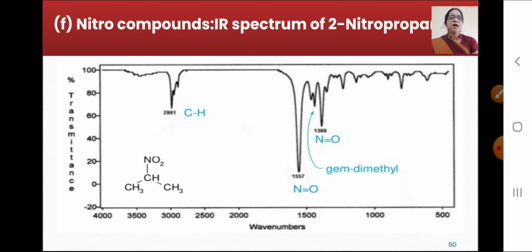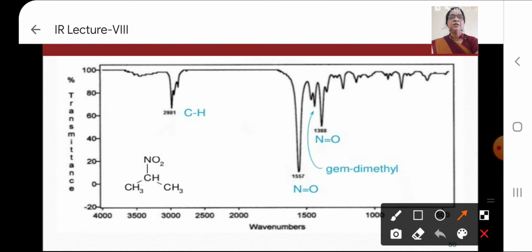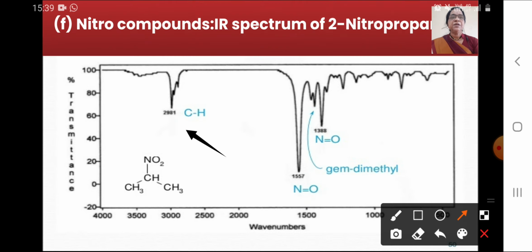Now see, this is the IR spectrum of 2-nitropropane. Here it shows the CH stretching due to the CH or CH3 group. This is the presence of the NO group, and here it shows two bands: one at 1557, the second one at 1388, with the geminal dimethyl. This indicates the presence of the nitro group in 2-nitropropane.